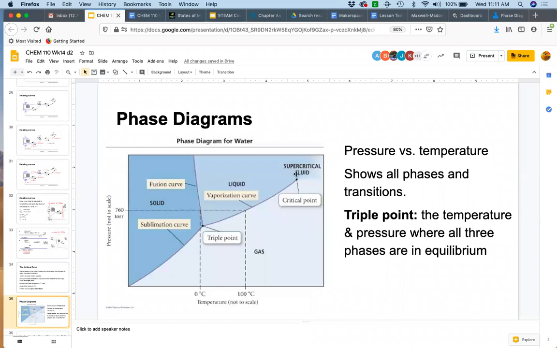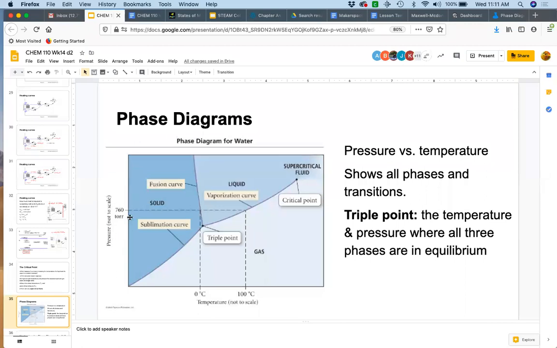So the critical or supercritical fluids live in the upper right-hand corner of your phase diagrams. A phase diagram really shows you the points of transition. A heating curve tells you at what temperature and pressure you're going to see that transition. So phase diagrams help you to see all of the phases at once.